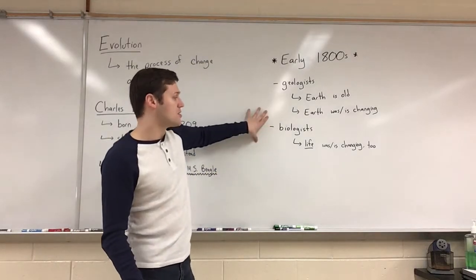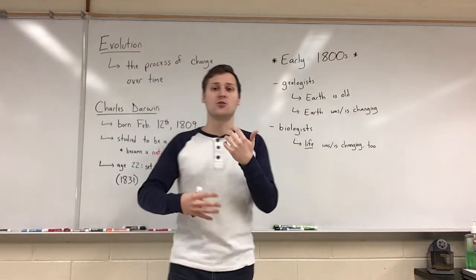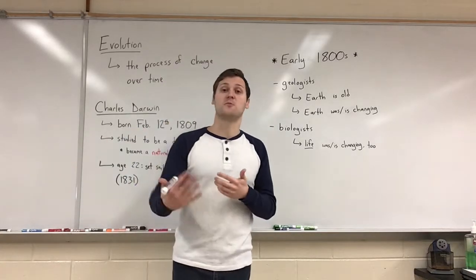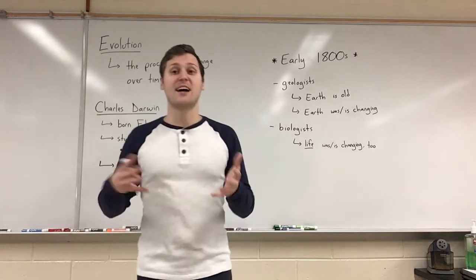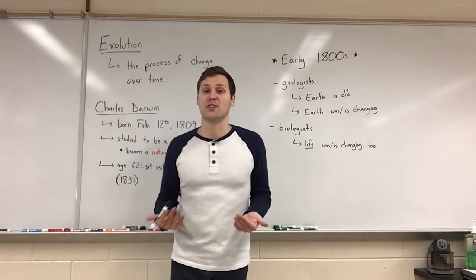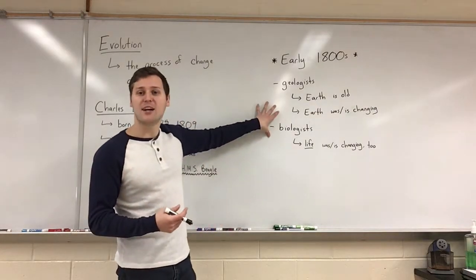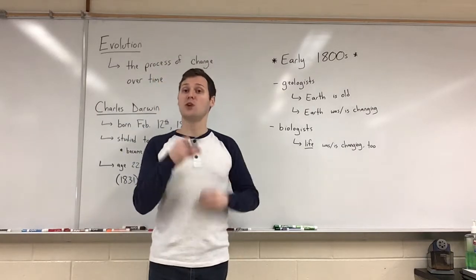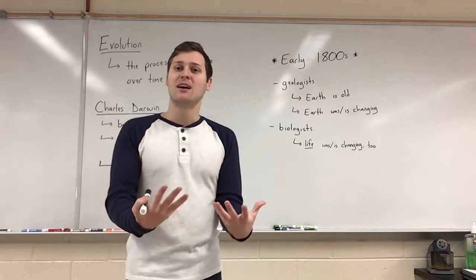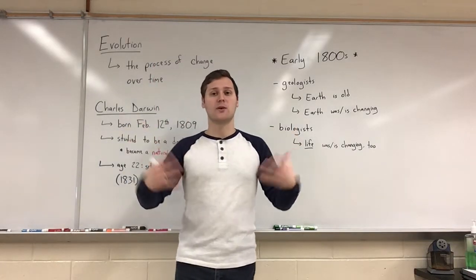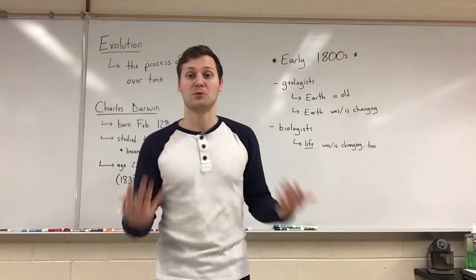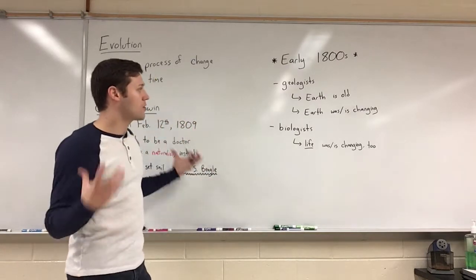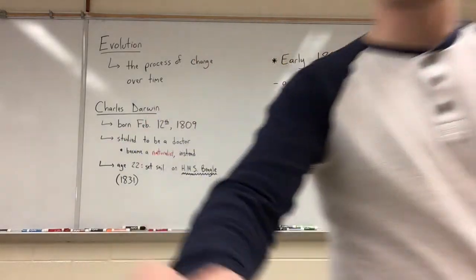Now, because of this, biologists of that time were also starting to jump on that bandwagon and say, well, if the Earth is super old, perhaps life is super old as well, and perhaps life has changed over time. So the idea of biological evolution was not something that Darwin himself came up with. This was an idea before Darwin, but it wasn't fully accepted until Darwin came up with his theory of evolution by natural selection, which we'll talk about. So just some things to note that were going around, some ideas that were coming up in the early 1800s when Darwin was growing up.